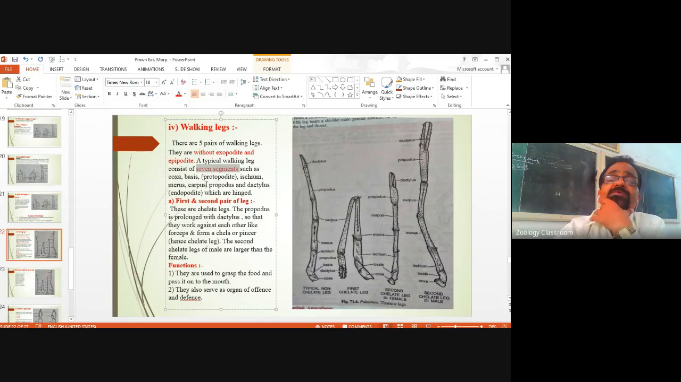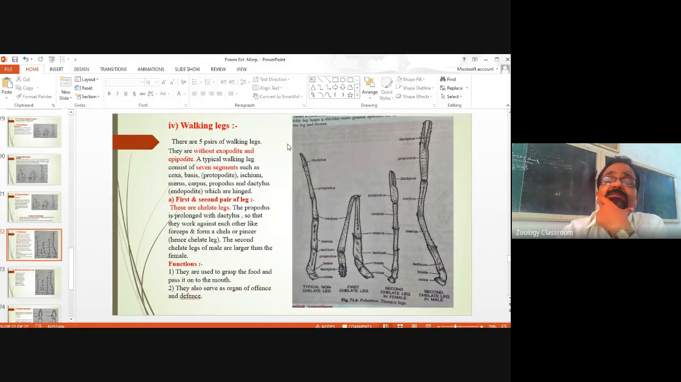So you will find all these segments in the walking legs, but how they differ is the point to be remembered. First and second pair of legs, they are chelate legs. Point to remember: chelate. Chelate, with pincer-like processes. See here, as well as this one, you will find that these are chelate legs.